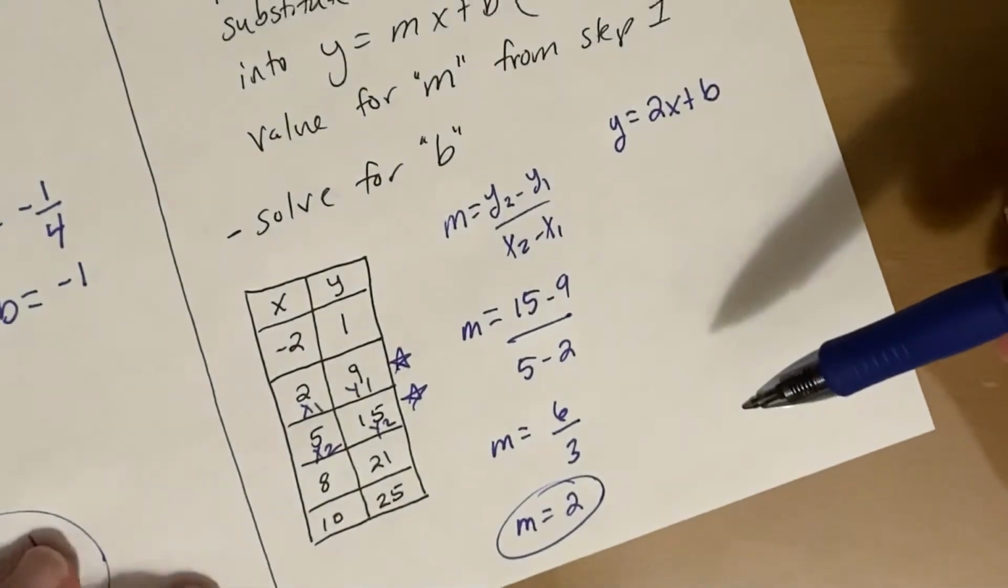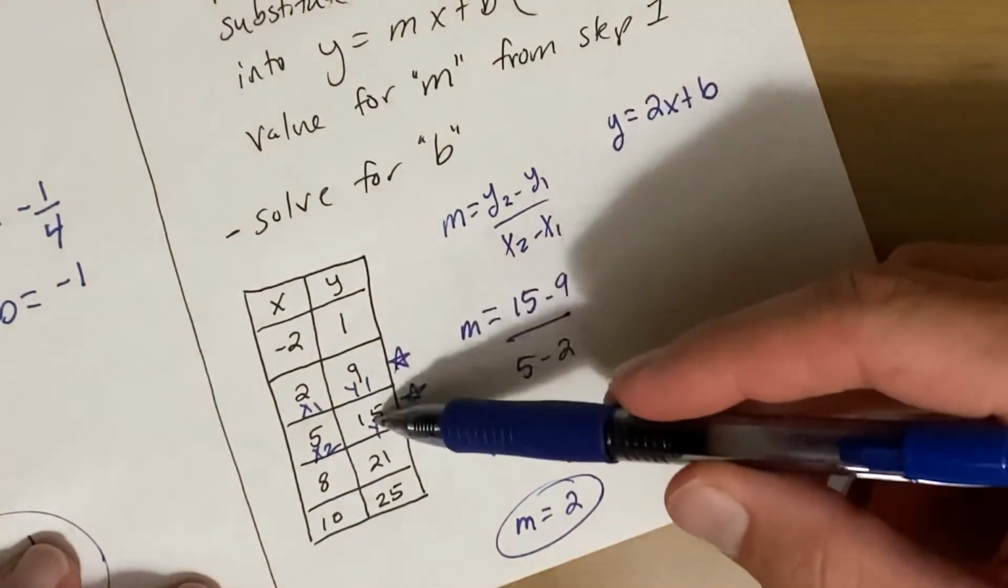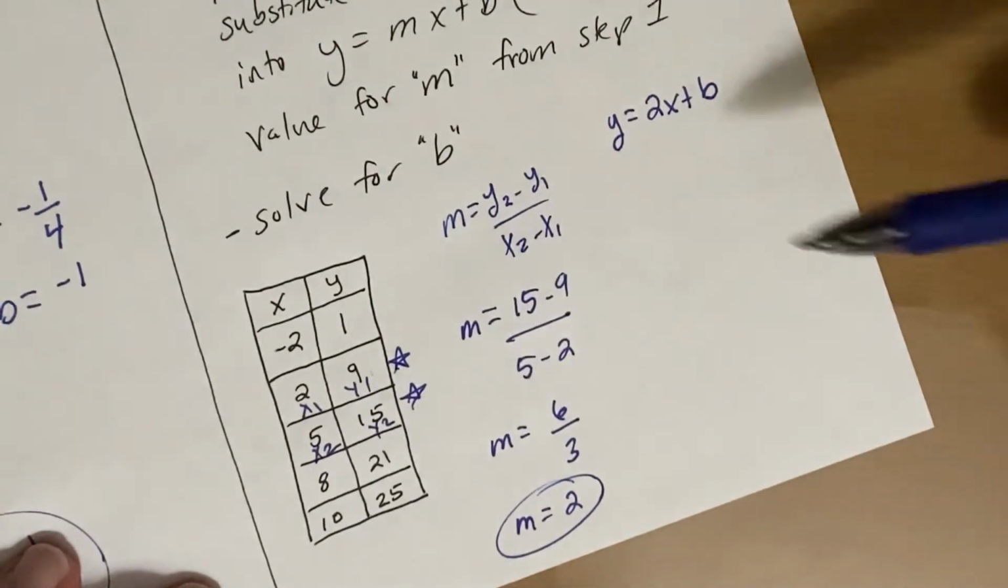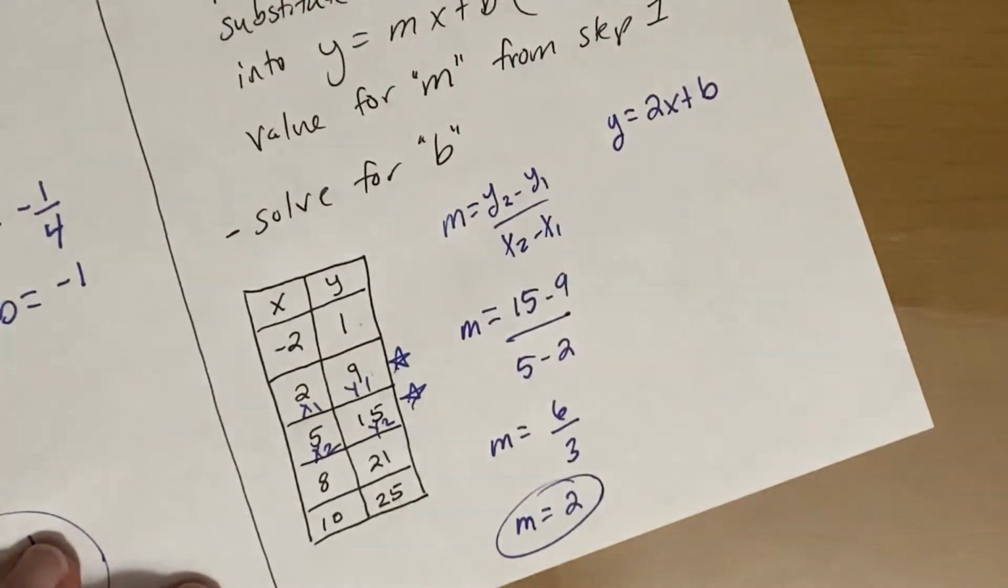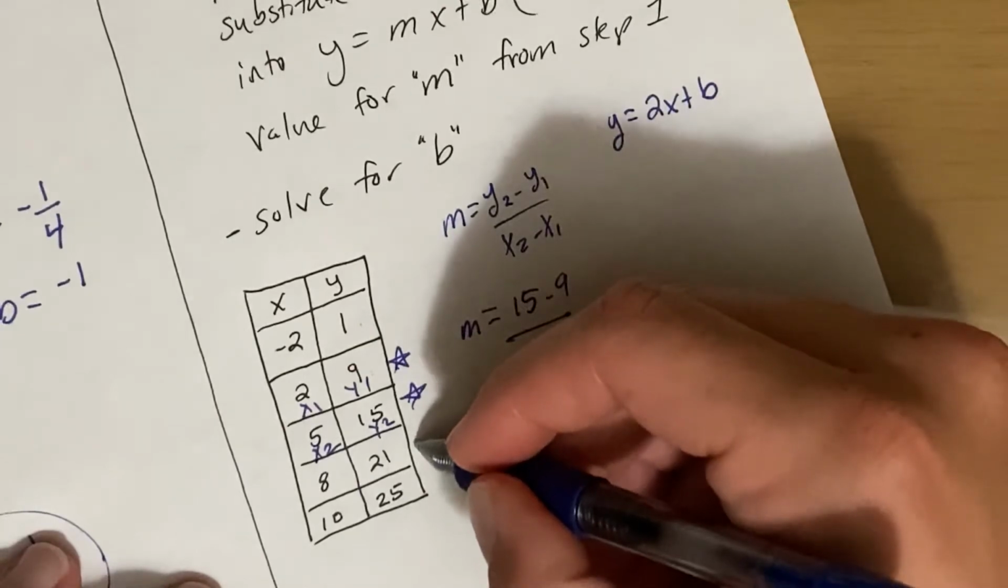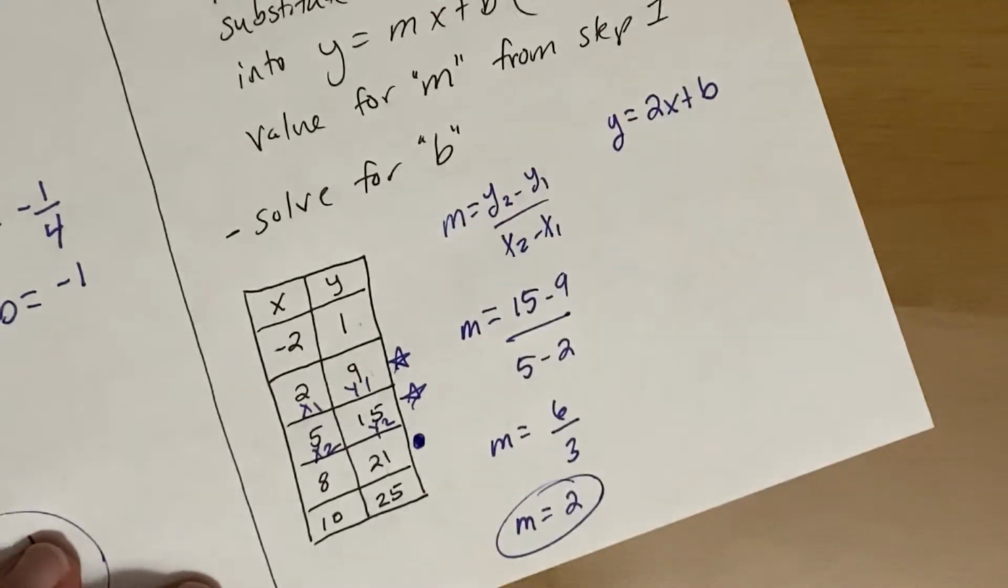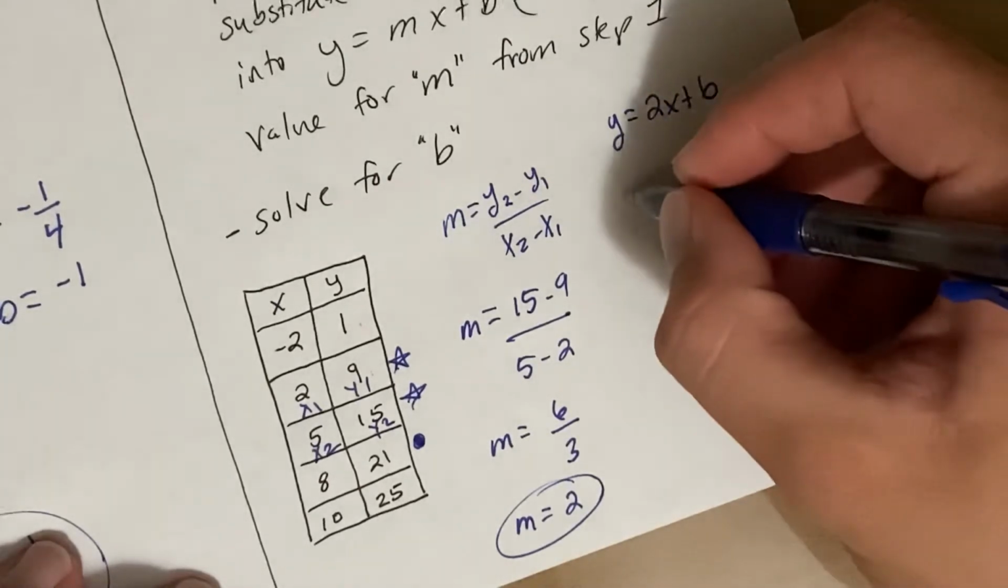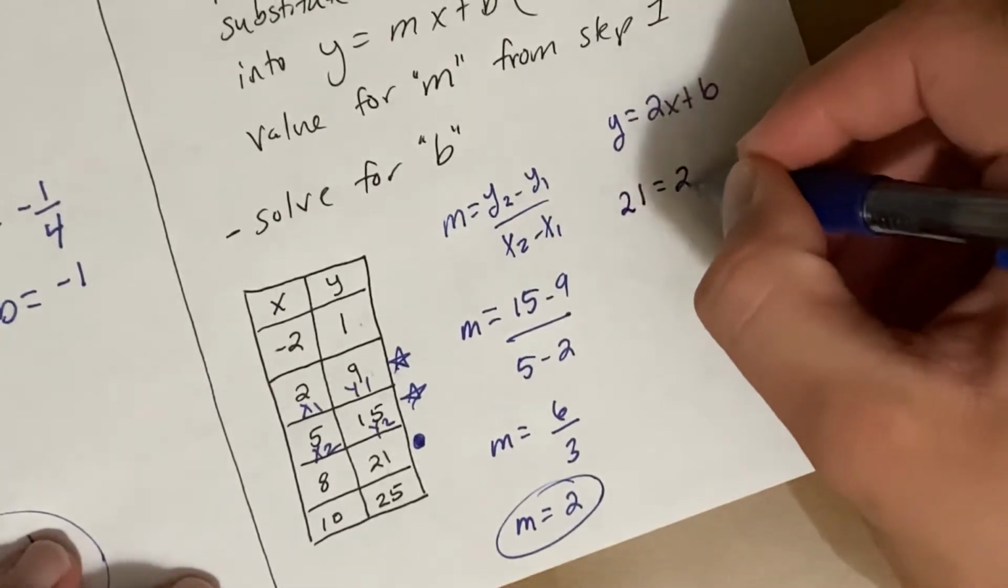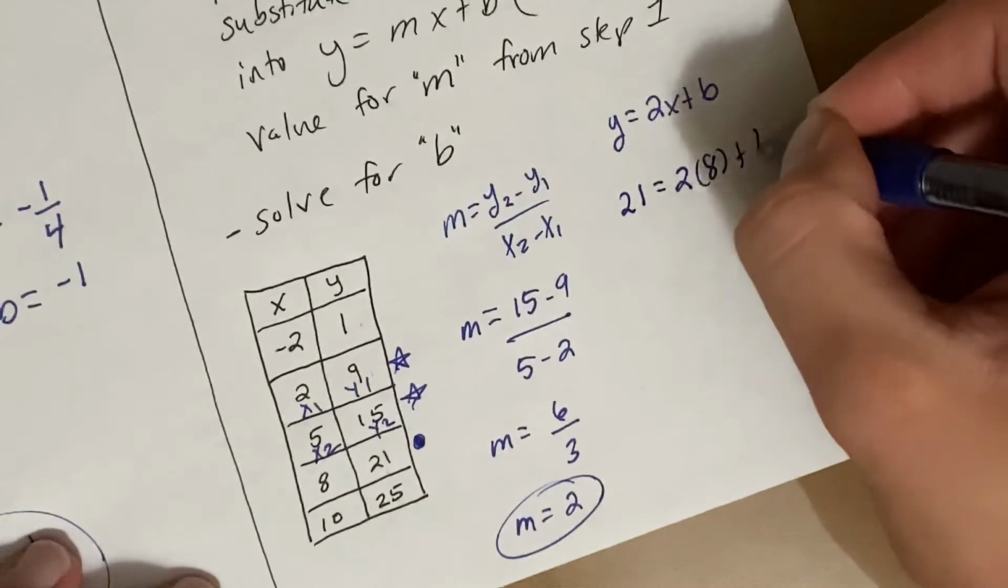Okay, so let's go down here and look. All right, I can use one of these 2 points that I've already used for slope formula. I could use this one, or this one. It doesn't matter. I'm going to go ahead and use the point (8, 21). So be careful here. x is 8 and y is 21. So I'm going to plug in 21 equals 2 times 8 plus b.